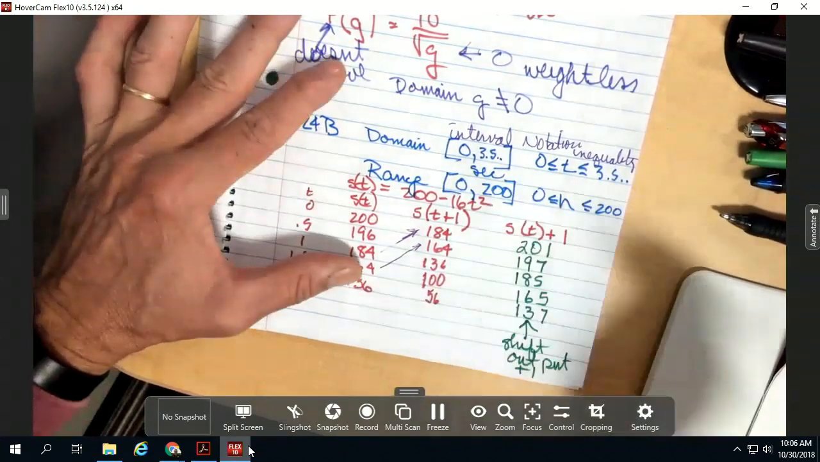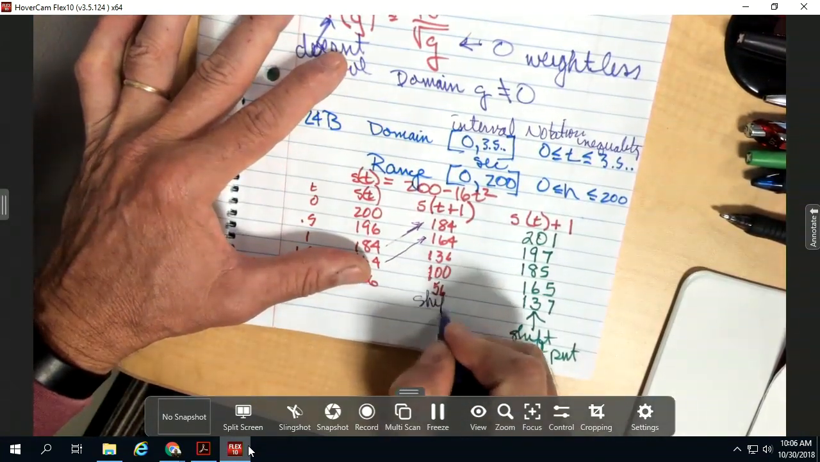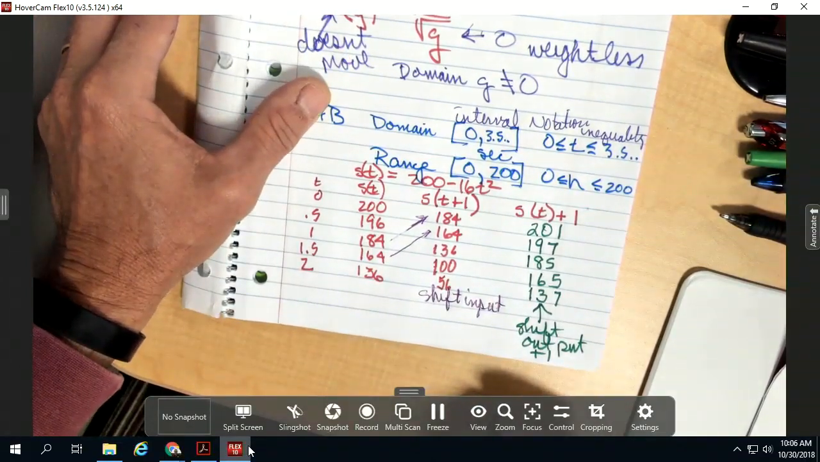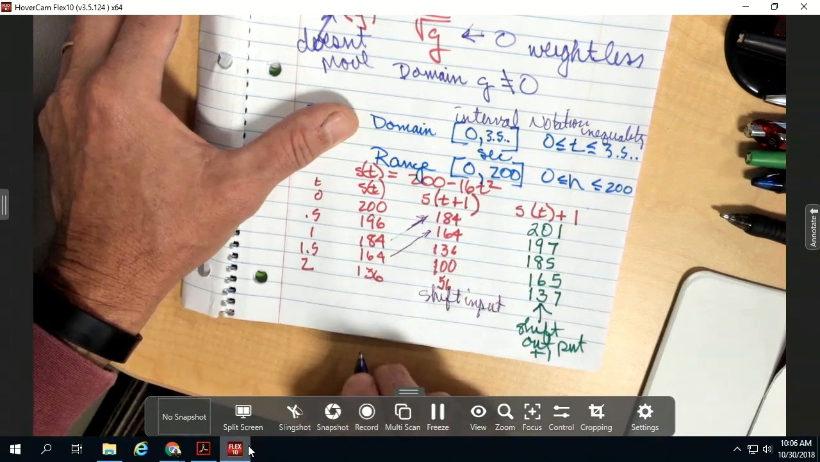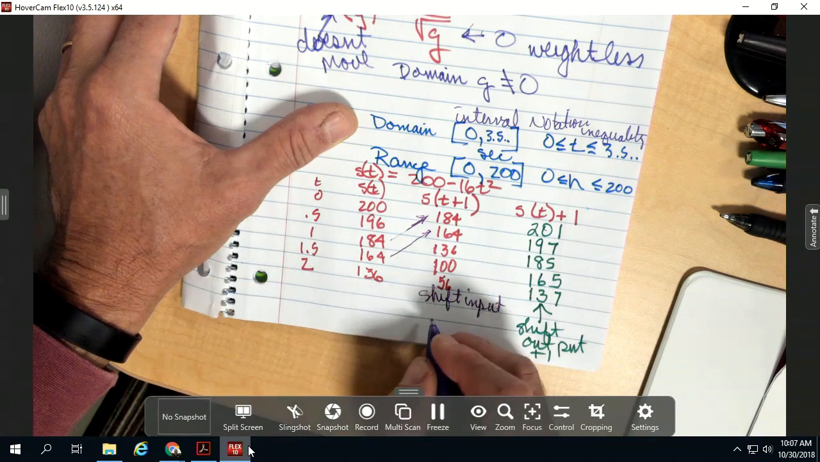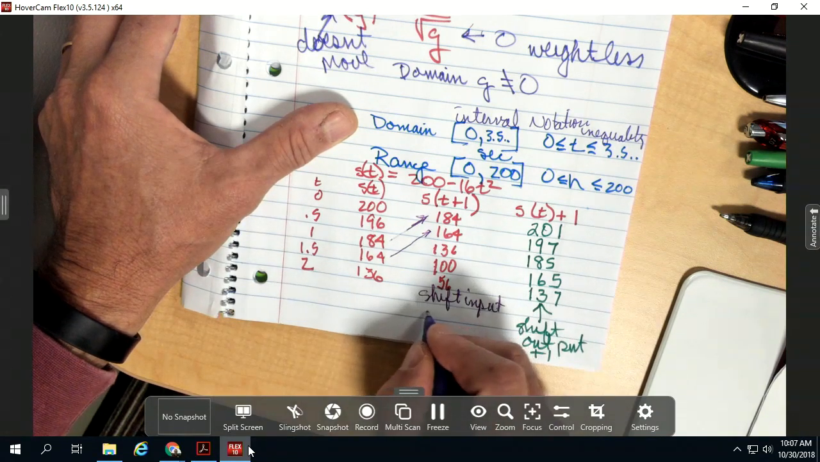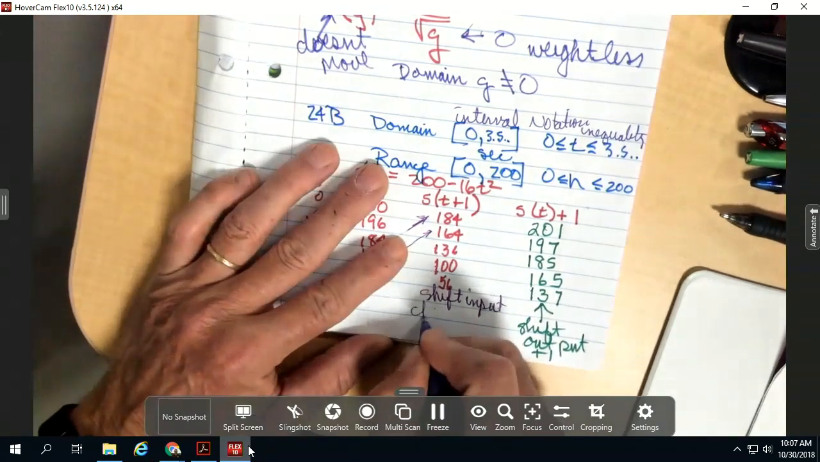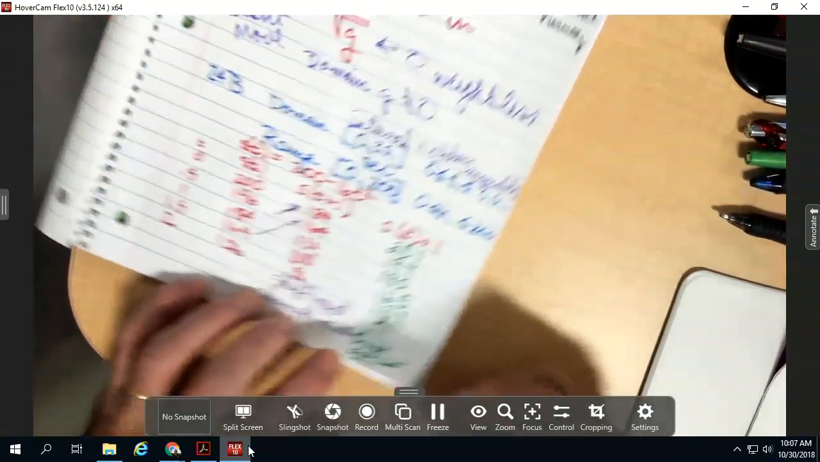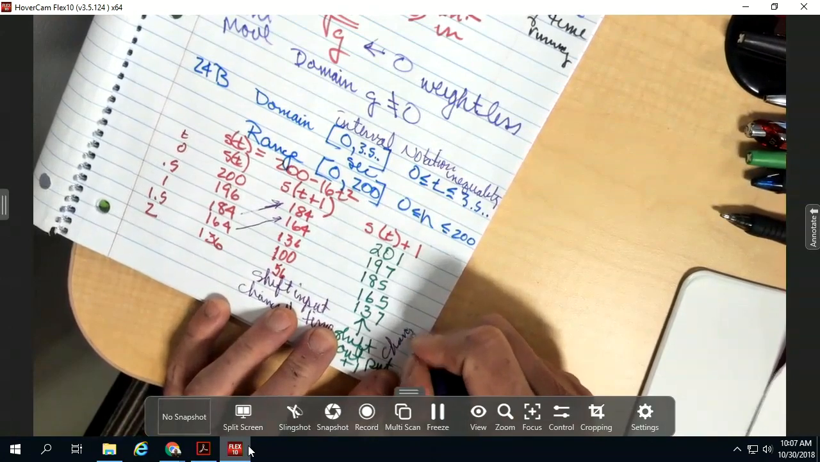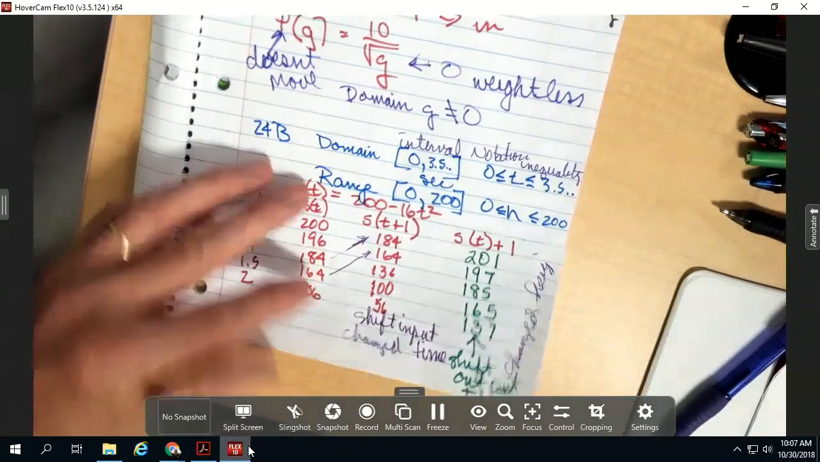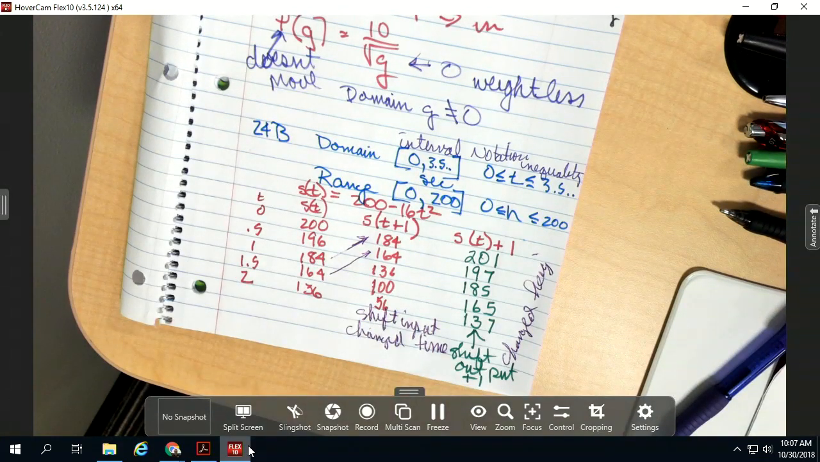In this case, we shifted the input. In this case we changed time. In this case we changed height. Let's look at the graphs on page 28.